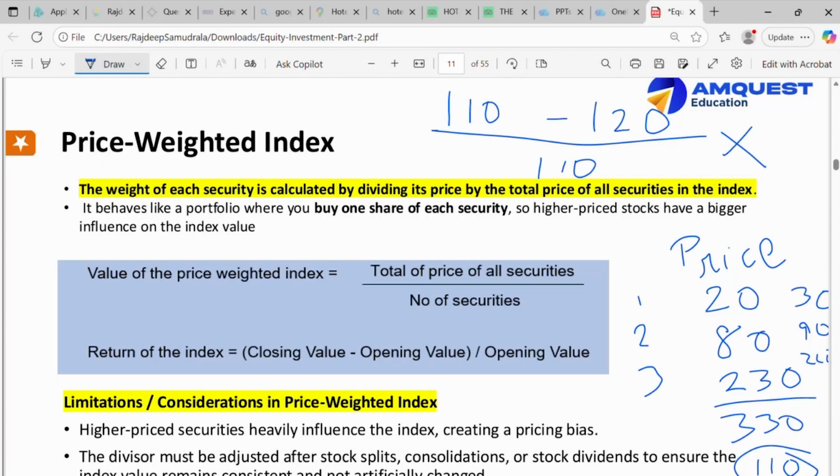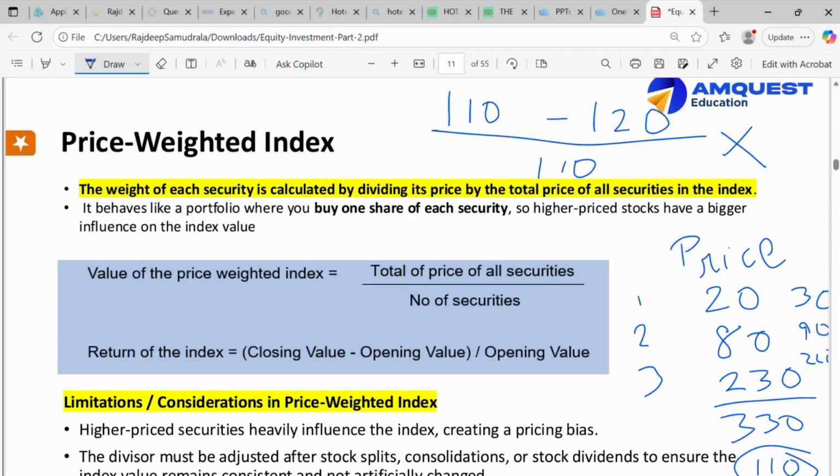Now, obviously, the biggest limitation in this is you're simply giving importance to price, and the security that has a very high or heavy price will always influence that index, and therefore it will create a bias, and the bias might be in the form of a price bias. So you have to be very careful that when you do this method, you're not allowing a single heavy security to bully its way through and dictate the index.